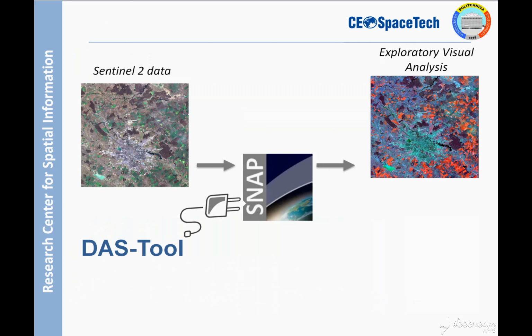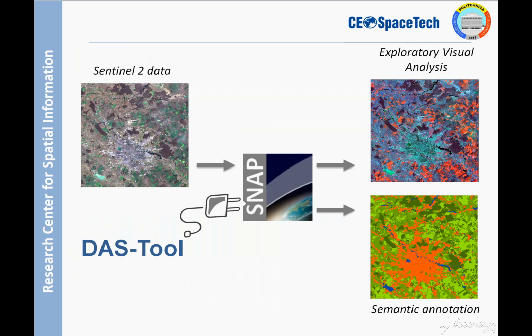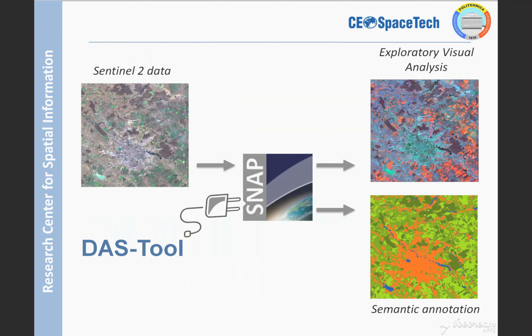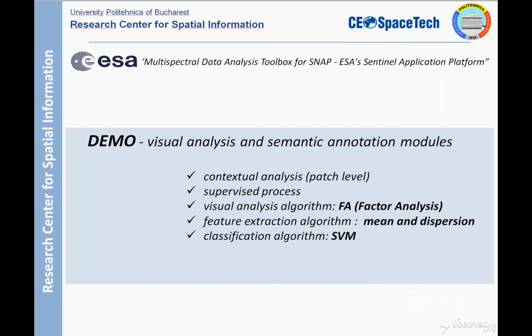Semantic annotation, a data content representation focusing on the identification of relevant scene characteristics and further grouping based on specific criteria by means of classification methods. This step will result in a classification map emphasizing the existing categories of objects inside the scene. Following this video, a demonstration of how advanced visualization and semantic annotation in DAS Tool can be combined in order to assess the impact of forest fires in Australia in 2019.